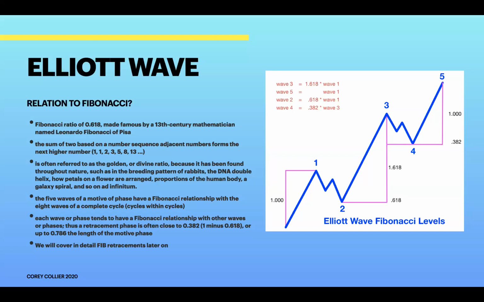The 5 waves of a motive phase have a Fibonacci relationship with the 8 waves of a complete cycle. And this is why there's cycles within cycles. Each wave or phase tends to have a Fibonacci relationship with other waves or phases. Thus, a retracement phase is often close to the 382, which is 1 minus the 618, or up to the 786, the length of the motive phase. And we'll cover this in full detail with the Fibonacci retracements coming up.